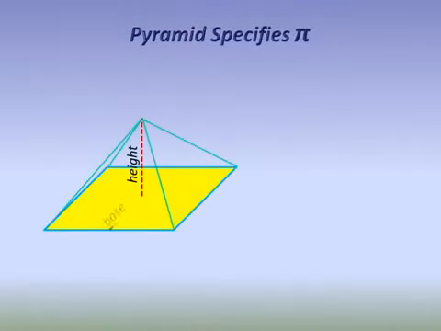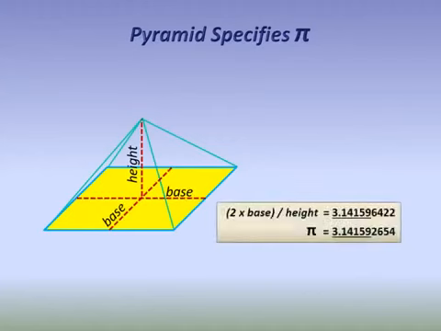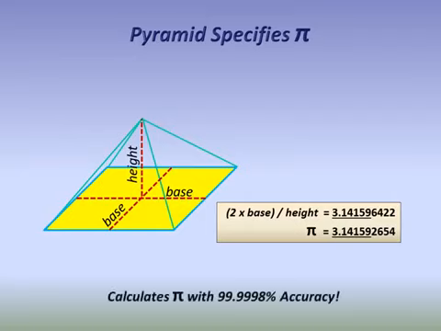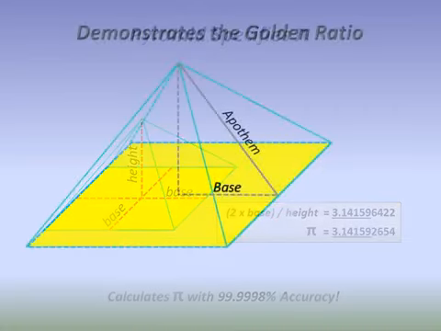We see the pyramid specifies the value of pi. And once again, they didn't have irrational numbers, so they didn't understand this. And so if you take the base twice, divided by the height, you come up with 3.141596422. And pi is, you'll see we've got 5 digits of precision to pi. And so it's 99.9998% accurate, represented. Engineers call this an overdetermined structure. So there's things represented here that aren't really necessary for the design or structure of the building, but they're shown here. We're only going to show you a few.